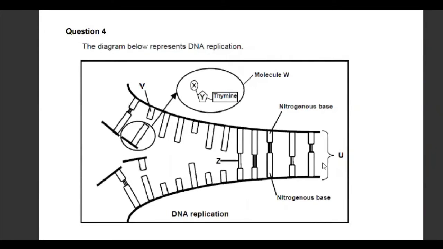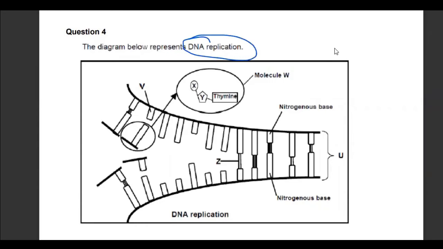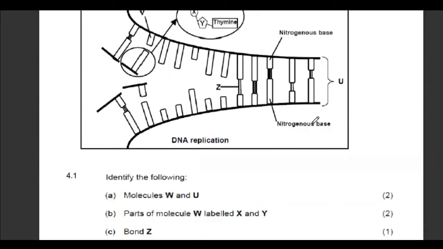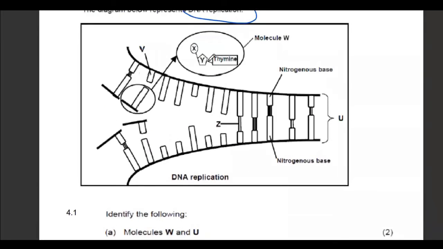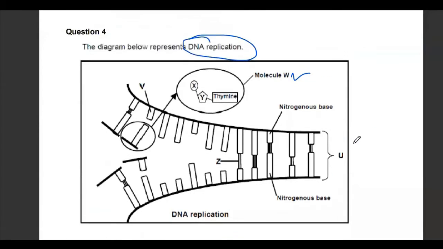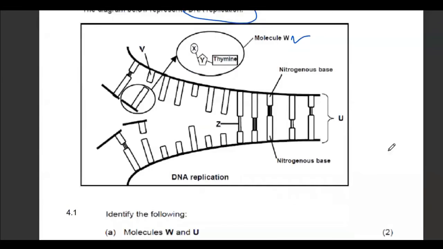And it cannot be RNA, because even here they say that this is a DNA replication. Yeah, so question the molecule W. Where is molecule W? We have seen it. Molecule W is here. It is a nucleotide, correct. Molecule U. Where is molecule U? The whole molecule is DNA, correct. Then they are saying that Z is weak hydrogen bonds, correct.